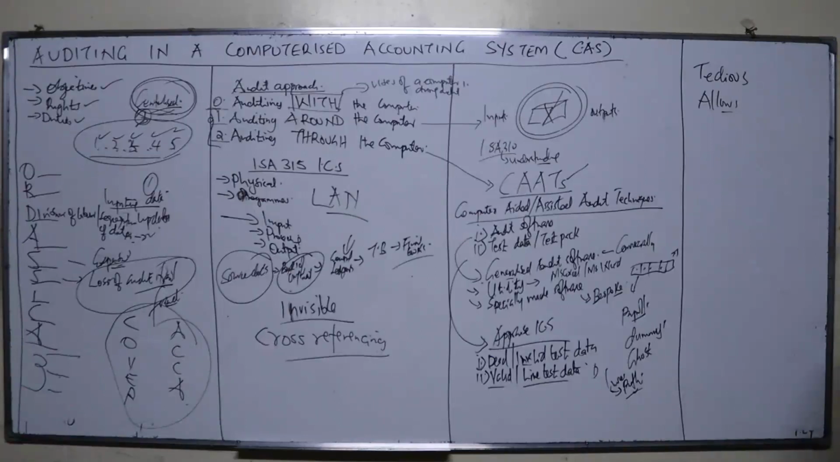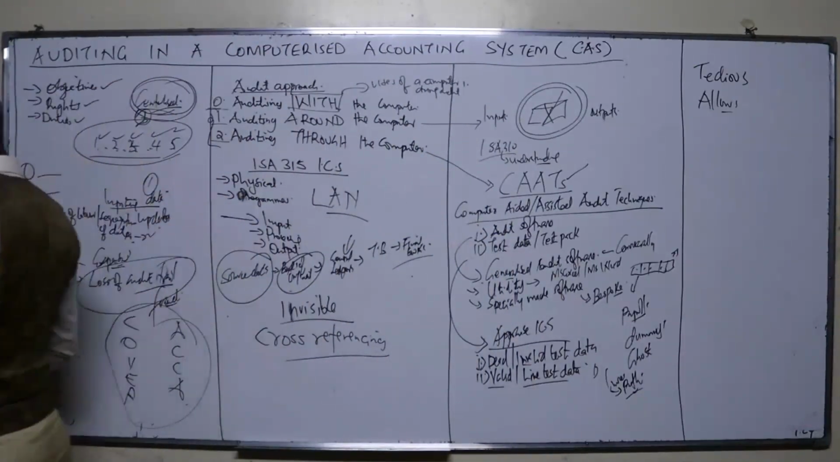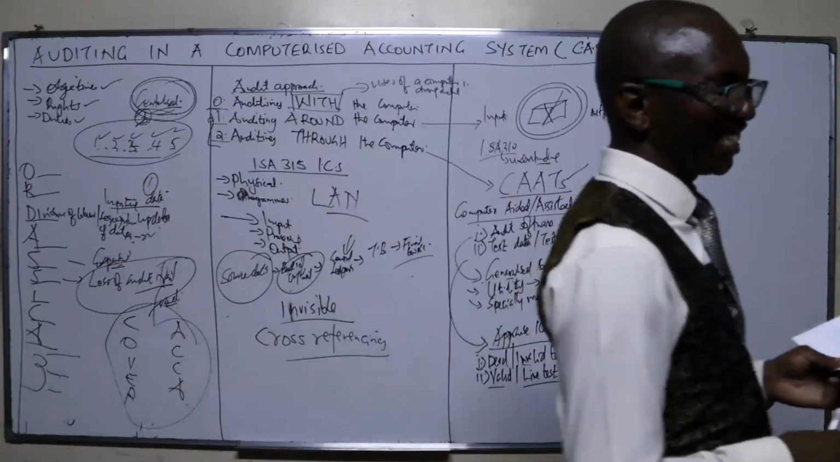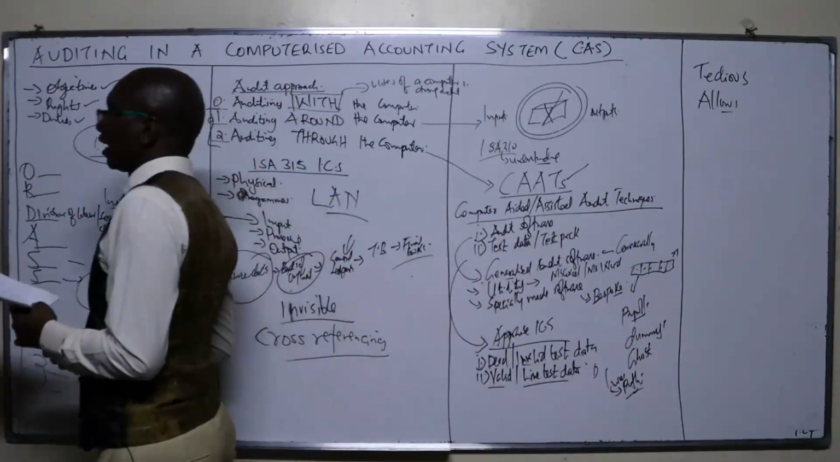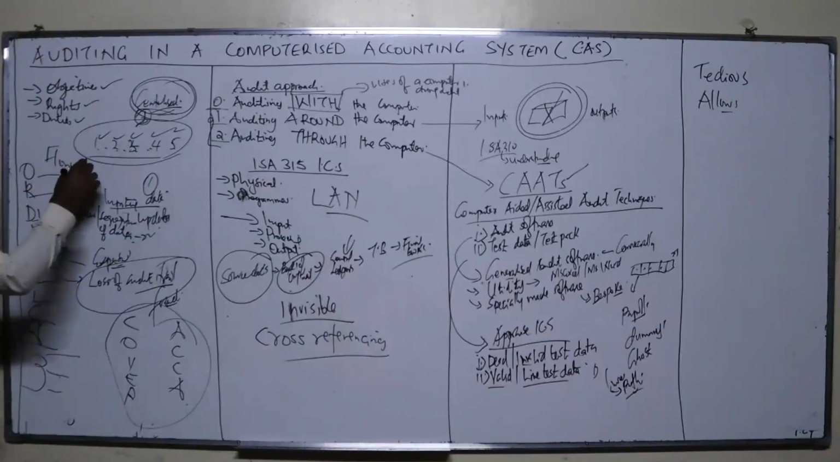Auditing with the computer discusses the auditor's use of a computer, which includes, number one, preparation of working papers. Number two, statistical sampling. You can use a computer to do statistical sampling. Next, analytical review procedures. Next, flowcharting.